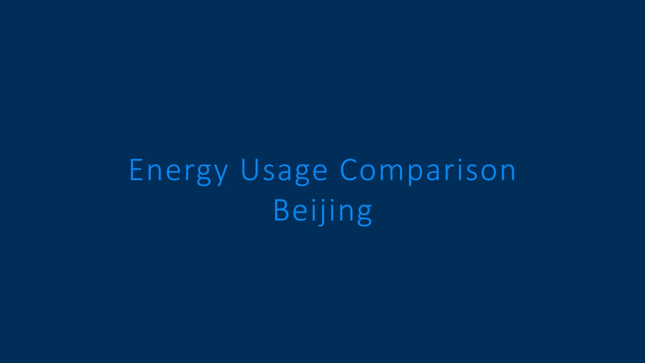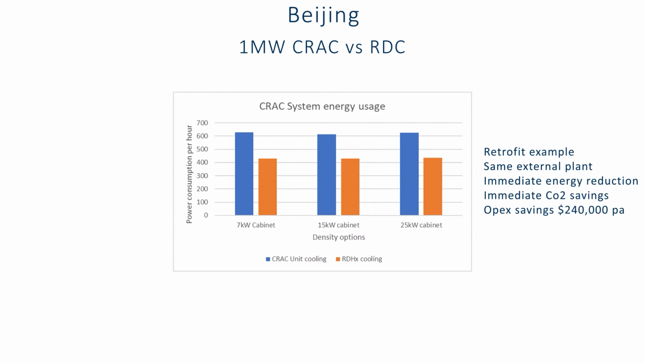In the following presentation, we will discuss the energy usage of a high-energy CRAC unit versus the USystems Cold Logic Rear Door Cooler, also known as RDC, in Beijing. The difference between traditionally designed CRAC units and Cold Logic RDC systems can be drastic even when using the same external plant. In this example, the Cold Logic RDC system enables over 30% lower energy consumption. This equates to over 1.6 million kilowatt-hours a year of electricity or 1,134 tons of CO2.